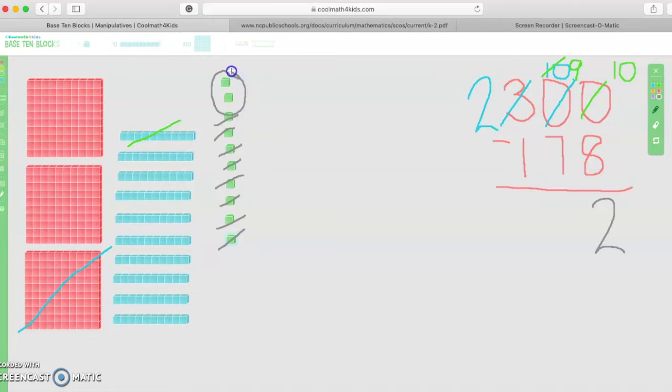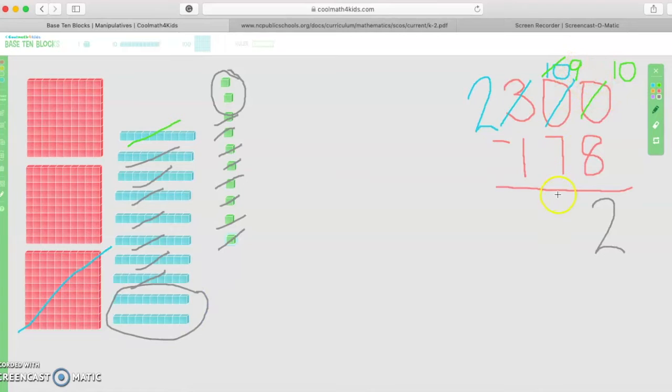Most students would mark them out before they write it over here, so I'm going to show you what that looks like using the tens. So I have 9 tens left because we already marked that one out, minus 7. So if I go over here and mark out 7, 1, 2, 3, 4, 5, 6, 7. That leaves me with 2 base 10 blocks.